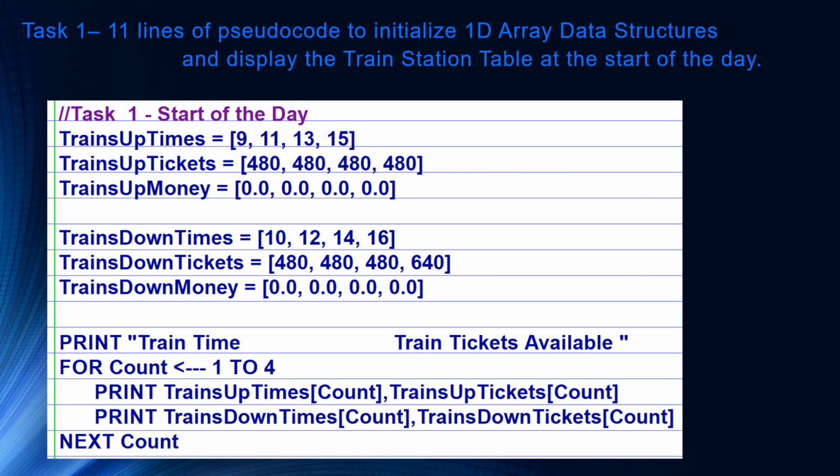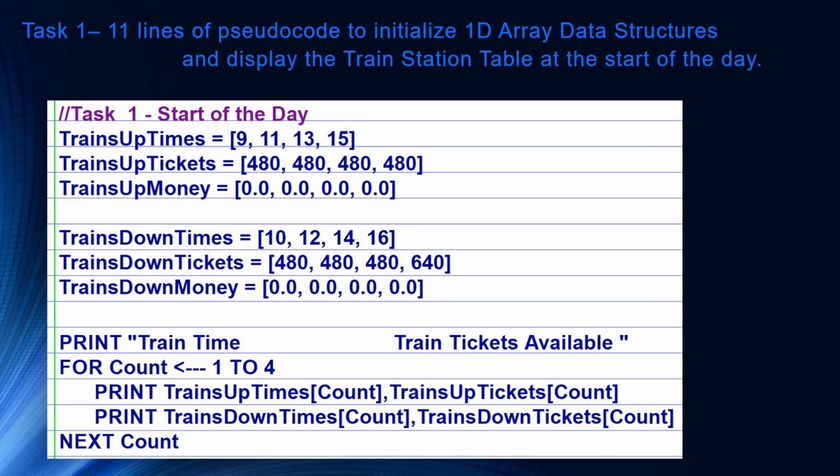So this is the pseudocode for task 1. The first 3 lines are arrays that are storing the data for the trains going up the mountain. The next 3 lines are 3 arrays which will store the data for the trains going down the mountain. Then we have a print statement to show the titles of the columns that are going to be printed in our train station table.